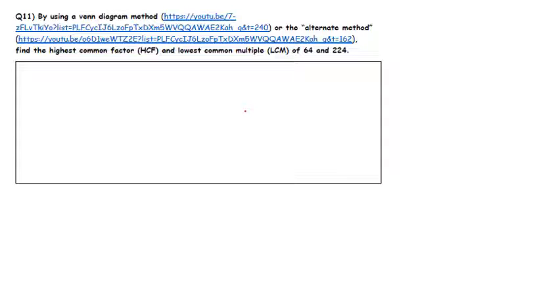So by using a Venn diagram, find the highest common factor and lowest common multiple of 64 and 224. Well, the first step, remember, is you've got to do the prime factor trees for each.